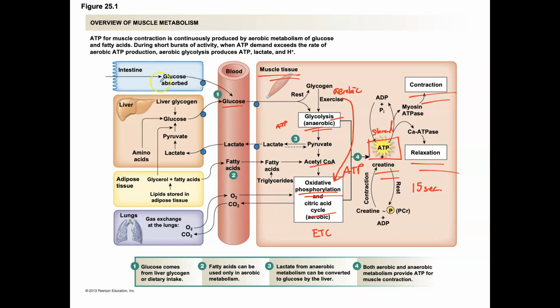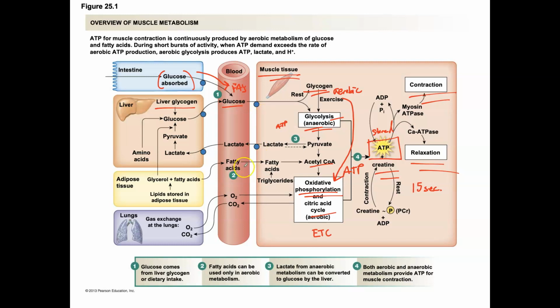So glucose comes from our intestine. This will be absorbed glucose. But we can also talk about fatty acids as well that are within the blood plasma. We're also going to get glucose, though, from our liver glycogen. And then there's also, of course, glucose available from stored muscle glycogen. So glucose is taken from the liver and it's dumped into circulation. And that glucose can be transported into muscle tissue.